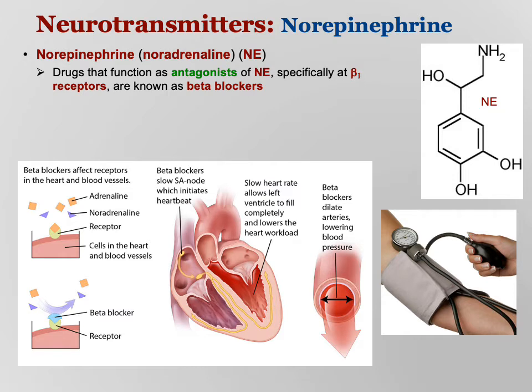Beta-1s are found in the heart, beta-2s are found in the lungs, for the most part. So if you can get a drug that specifically blocks beta-1s, then you can slow down heart rate and slow down what's called the contractility of the heart, and that will lower blood pressure. So beta-1 antagonists, beta blockers, are incredibly common prescription drugs for people with high blood pressure. They're called antihypertensives. Hypertension means high blood pressure.